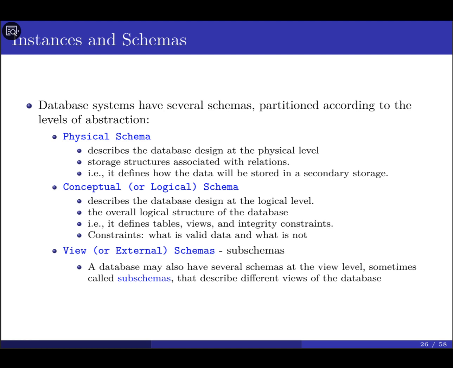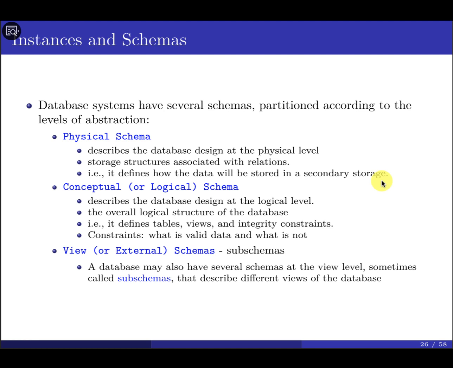Since we have 3 different levels of abstraction, each level has its own schema, because the schema helps me describe the structure of the data at each level. For example, in the physical schema, we have a schema that describes the database design at this level. Here it's going to define how the data will be stored in the secondary storage, if you store the data on the disk, for example.